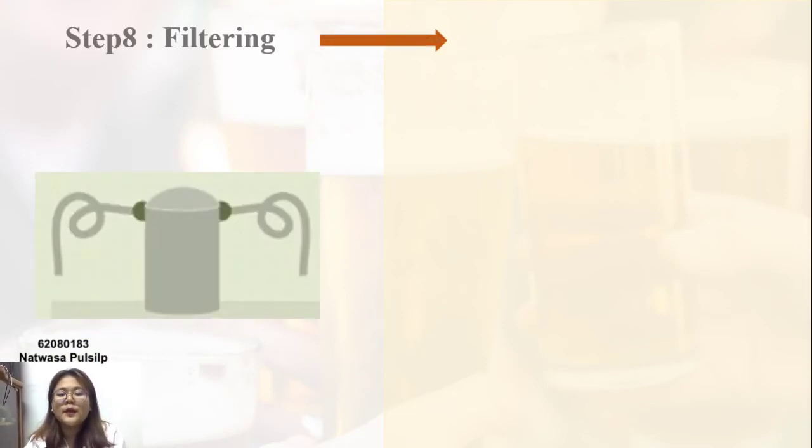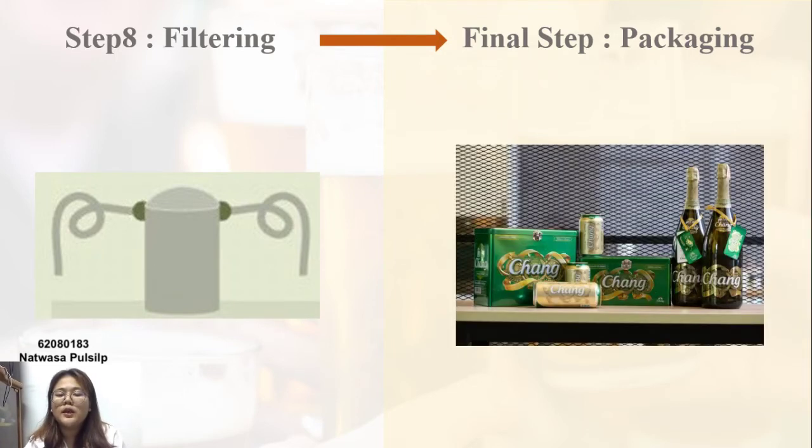Step 8. Filtering. Filtering the beer stabilizes the flavor and gives beer its polish, shine, and brilliance. Not all beer is filtered. Final step. Packaging. The beer is put into bottles, aluminum cans, and kegs or bulk tanks for high volume consumers. Now that I have given you an overview of the background of beer, let's move on to the next part, which is methodology.